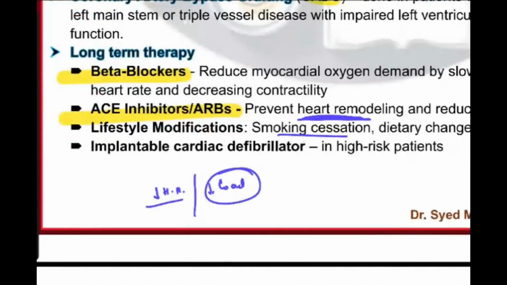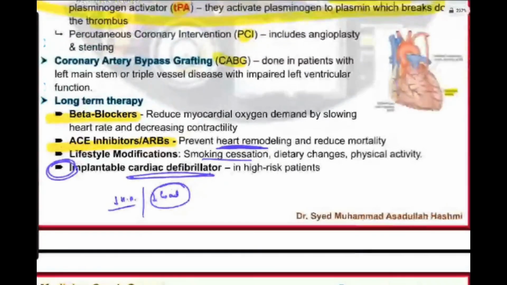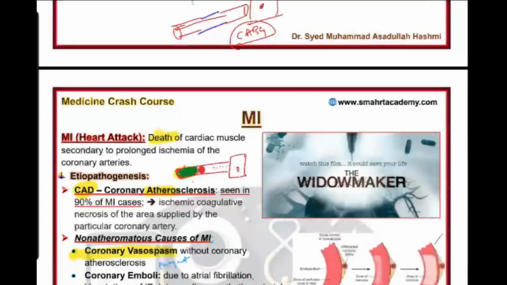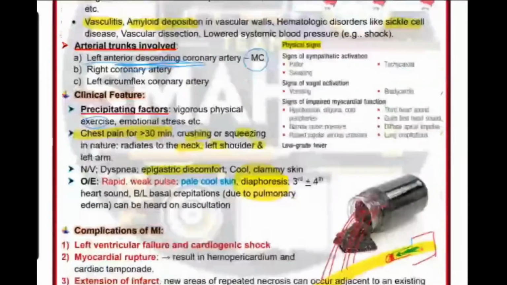And always remember, we are implanting a defibrillator for high risk patients, especially those who have genetic disorders or are more prone to develop this MI. In recurrent cases, you can implant a defibrillator. This is about MI, heart attack, very important. Whenever you do ICU duties in internship, MI cases will come, and this is how you manage them.